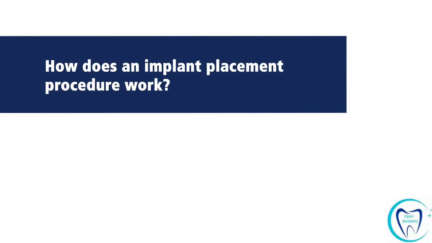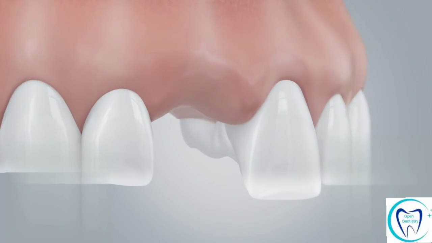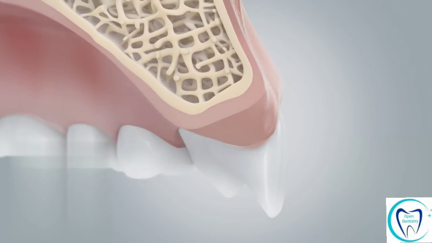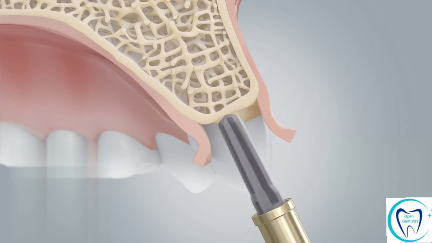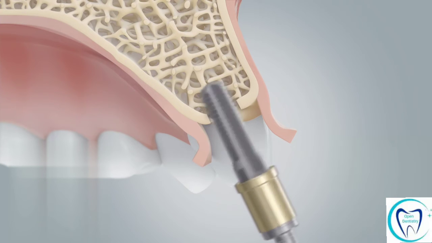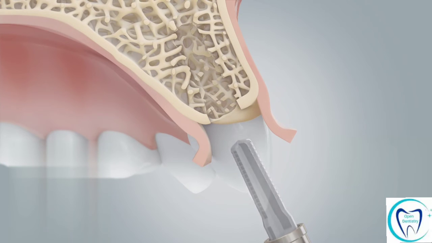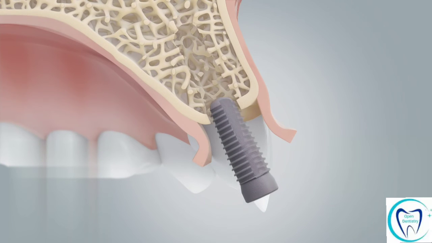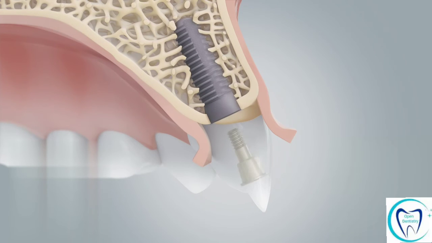How does an implant placement procedure work? Initially, the gum is opened. The bone is prepared using special medical drills. The implant is inserted into the jaw and provided with a healing cap. Then the gum is closed again.